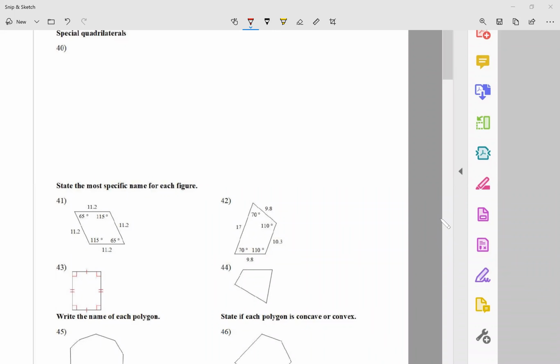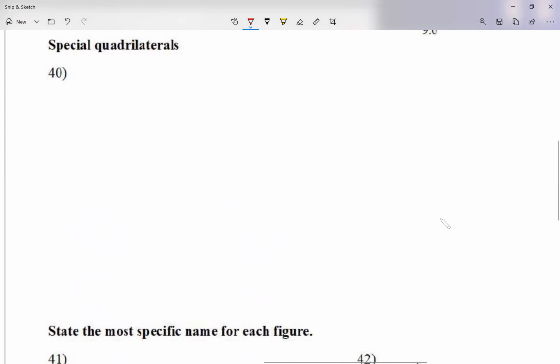We're going to move into our shapes. Yesterday, we learned the names of the polygons. Now we're going to talk about quadrilaterals. Quadrilaterals are very, very important. As a reminder, quadrilaterals are figures that have four sides, right? Polygons that have four sides.